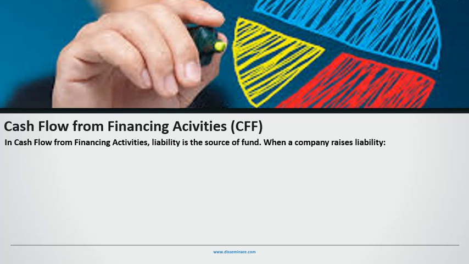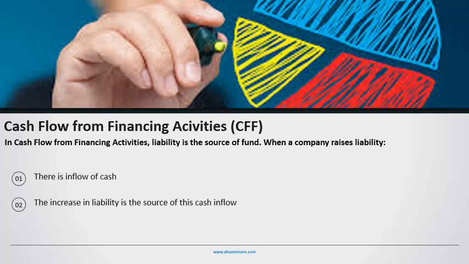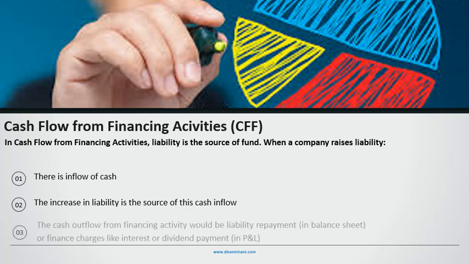When a company raises liability, A. There is an inflow of cash. B. The increase in liability will result in cash inflow in the financial statements and is the source of cash inflow. C. The cash outflow from financing activity would be 1. Liability repayment, in the balance sheet, or 2. Finance charges like interest or dividend payment, in P&L. Let us look at these in more detail.